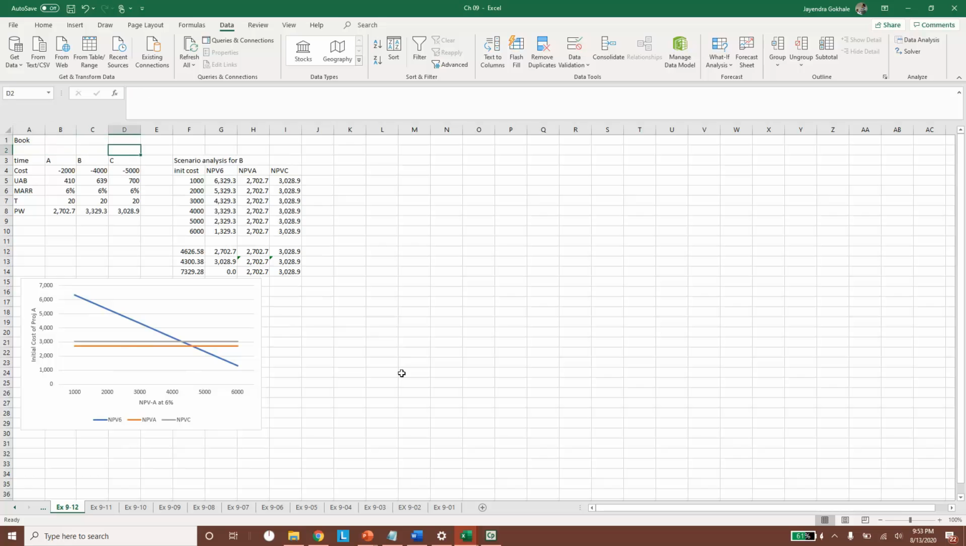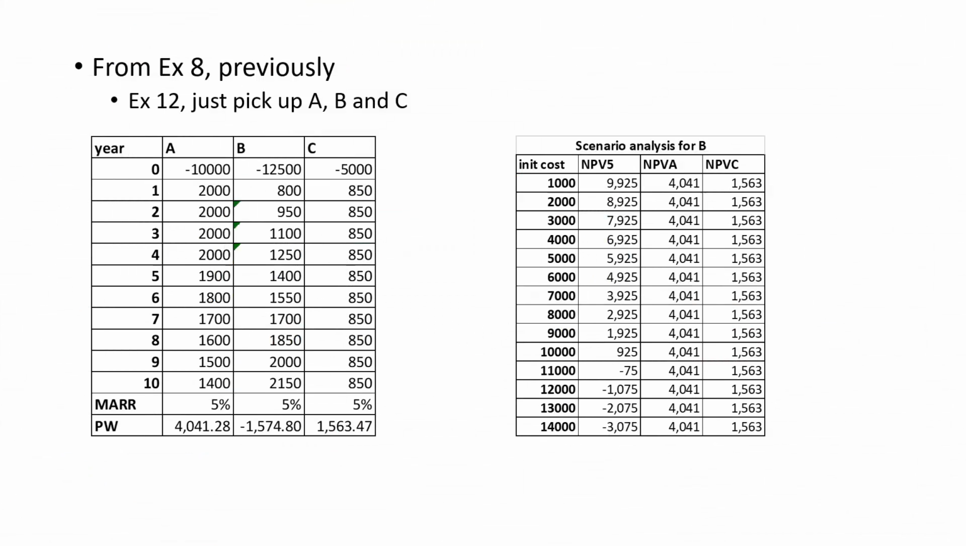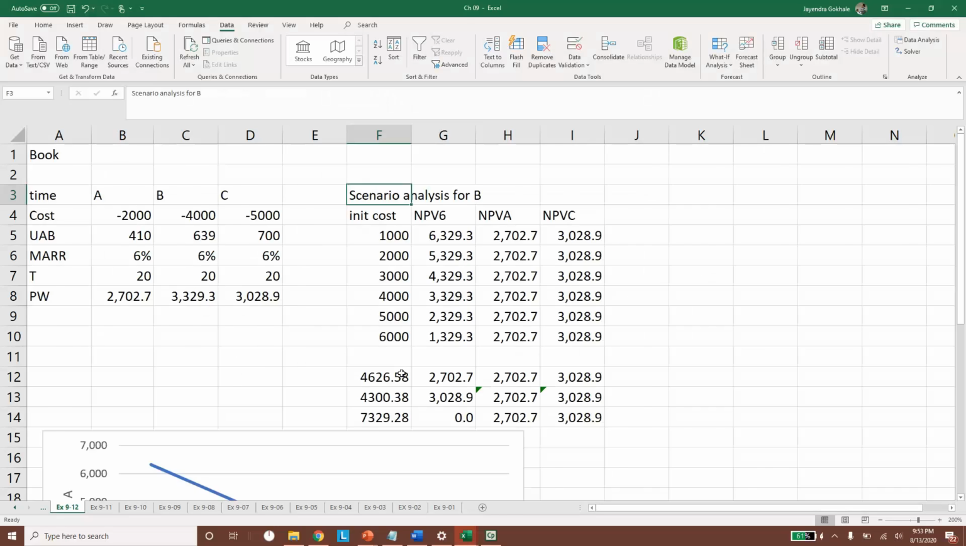So the scenario analysis for Alt VZ0, enter. Isn't that this? Nope. NPV A, B, and C.